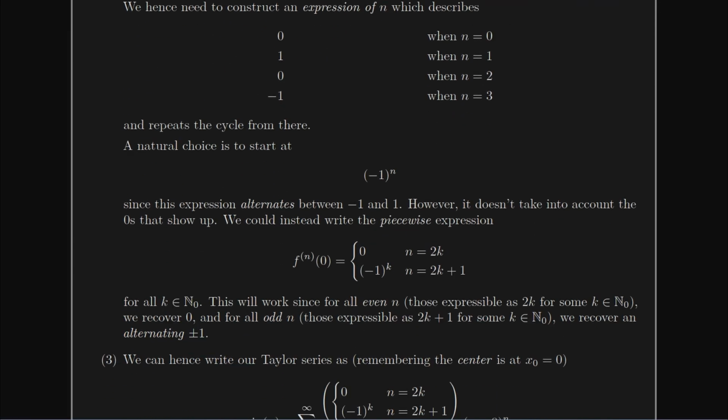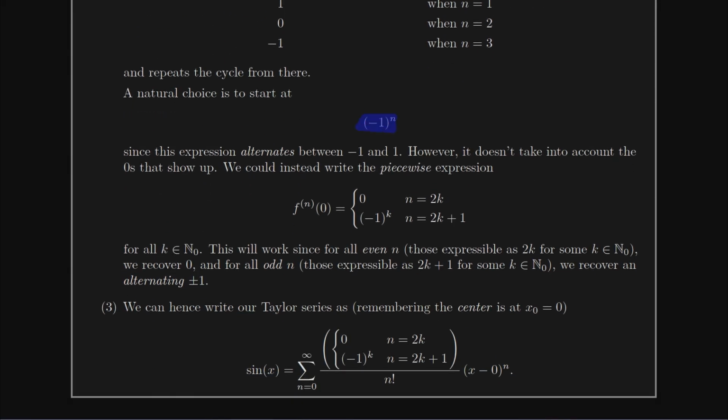Well, the most natural way of doing that would be to start with this expression, which just alternates. This would start at when n is 0, we would get 1. When n is 1, we get negative 1. When n is 2, we get 1. And then negative 1 again.